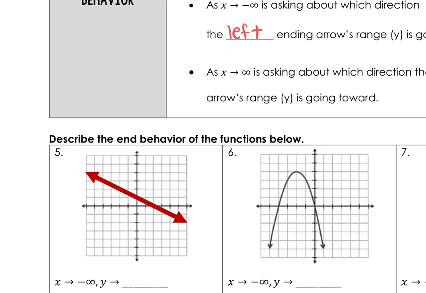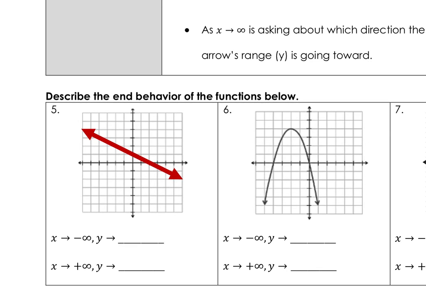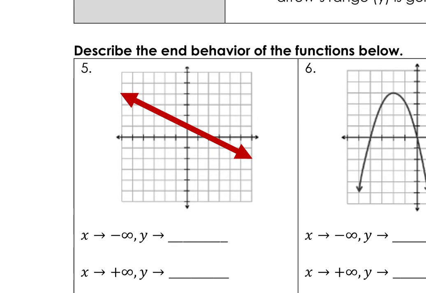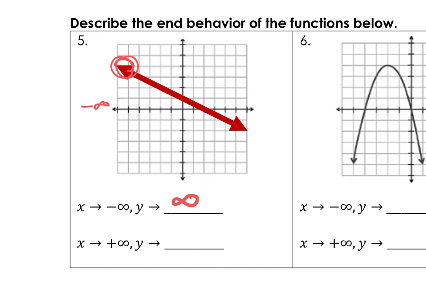Here we go. Real quick. Number 5. As x is moving towards negative infinity, what are the y's doing? Negative infinity is the left side. So look at the arrow on the left side of this line. Which way is this arrow moving? Up, which means y is approaching positive infinity. Then, as x is approaching positive infinity, now we're looking at the right side of the graph. Which direction is this right arrow moving? Down. So y is going towards negative infinity.